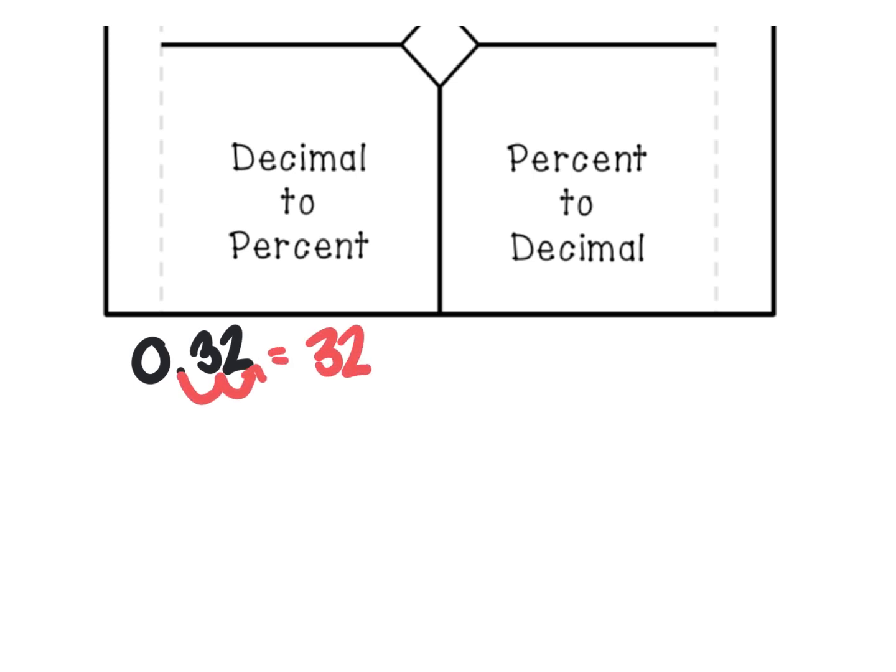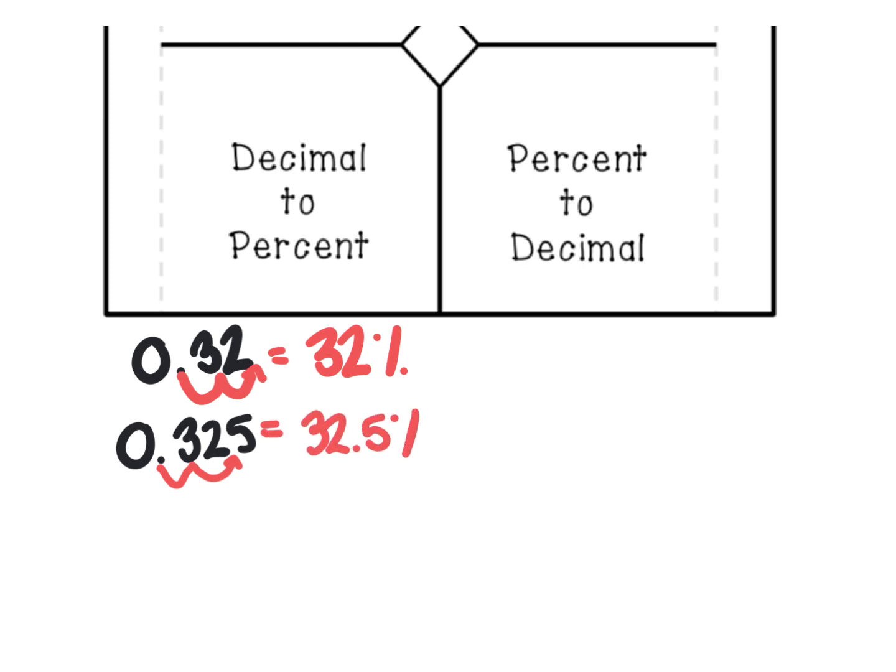0.32 is 32%. All we got to do is move the decimal 2 to the right. Let's try a different one. What if I had 0.325 now? What percent would that be if I move my decimal 2 spaces to the right? What percent would that be, Ramona? 32.5%. Excellent. Still moving it 2 places to the right. I'm going to end up at 32.5%.